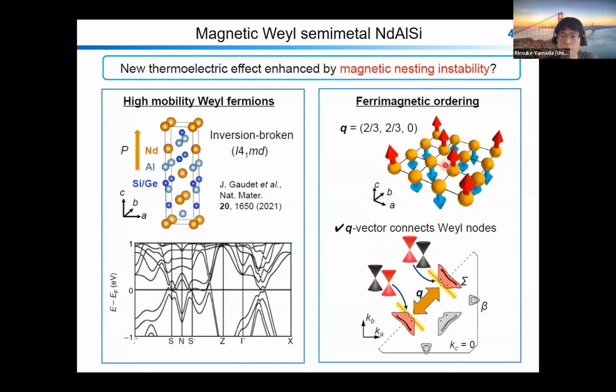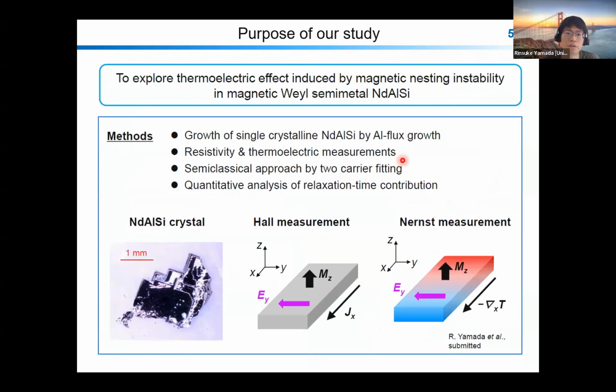Due to this periodic modulation of the magnetic structure in real space, the Brillouin zone is folded, as shown in this figure. Interestingly, the distance between the Weyl points agrees with the Q vector of this magnetic ordering. Therefore, we can expect that these Weyl points would be significantly affected by this magnetic ordering. So in this study, we explored the possible new thermoelectric effect induced by the magnetic nesting instability in the magnetic Weyl semimetal neodymium aluminum silicide.